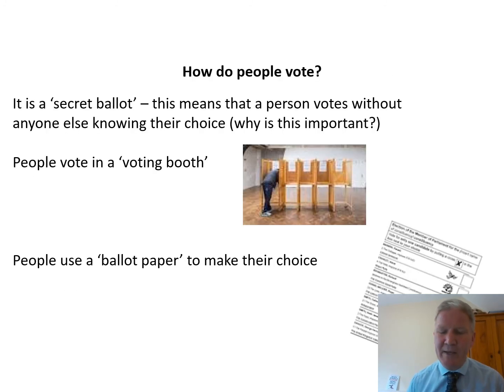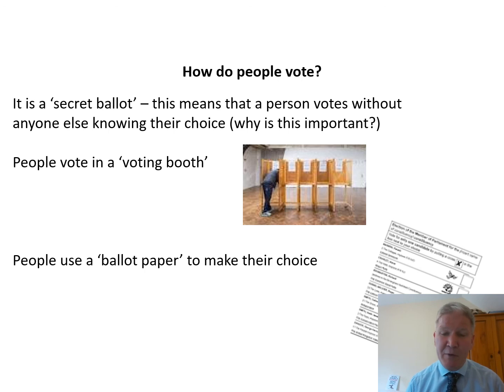All right, next week is elections week. That's when you're going to vote for your tutor representative, but also the sixth form president. The way voting happens in a democracy is through a secret ballot. This means a person votes without anyone else knowing their choice. Okay, and you can think about why that's important, so you don't feel pressurized by other people in the way which way you vote. People vote in a voting booth, and people use a ballot paper to make their choice.